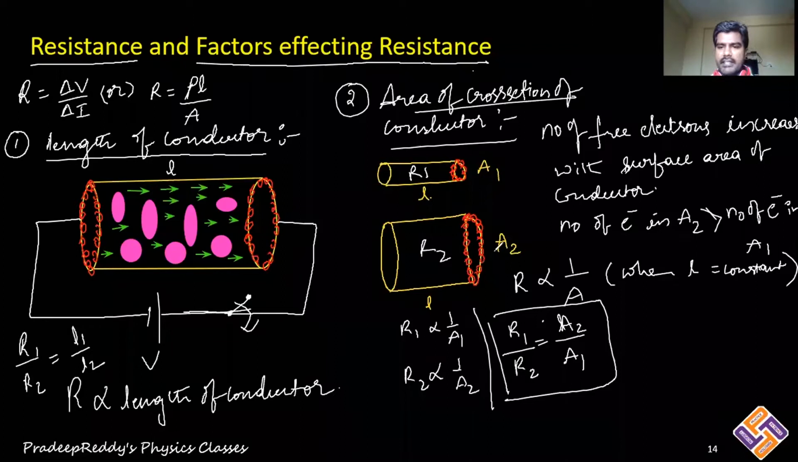If current is increased, you can write R is equal to delta V divided by delta I. Now as current is increased, what should happen to resistance? Obviously it should decrease. So that is why R is inversely proportional to the area of cross section of the conductor. That is factor number 2.